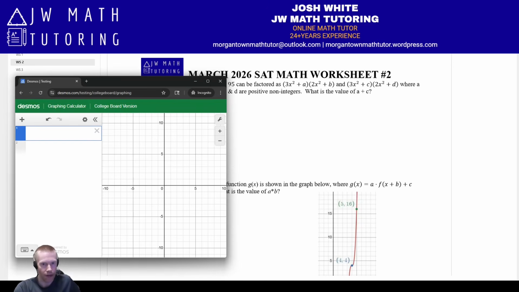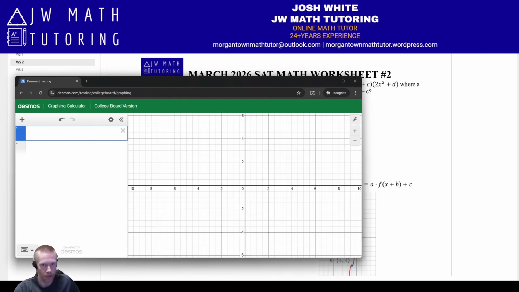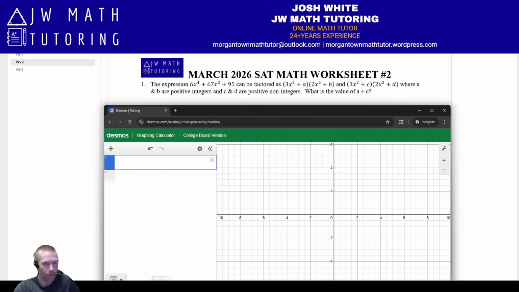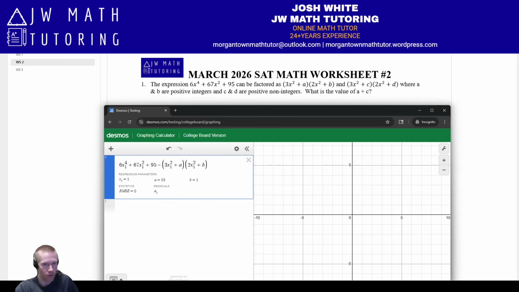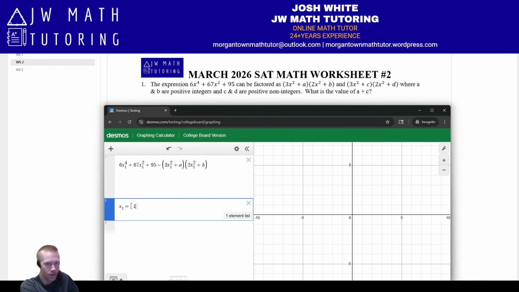All right, and that is going to be to do the following. I'm going to take the original expression and equate it to the factored expression, using regression. Let's slide this over. Okay, I need my element list for x1.